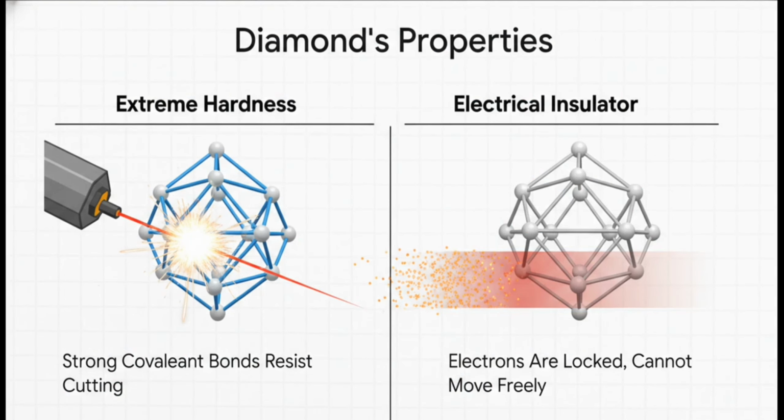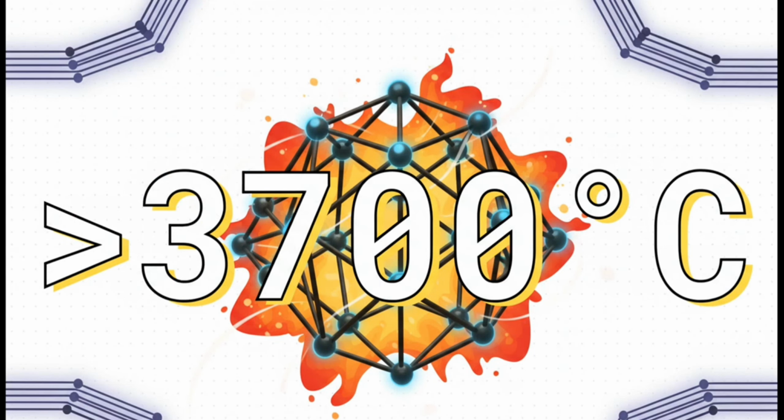And these structural facts have major consequences. This rigid network is exactly what makes diamond the hardest natural substance we know of. It also means that all 4 of carbon's outer electrons are locked up tight inside these bonds. There are no free electrons to move around, which makes diamond an electrical insulator. It just won't conduct electricity. And to break the millions upon millions of these strong covalent bonds, well, you need a tremendous amount of energy. That's why diamond has an unbelievably high melting point. We're talking over 3,700 degrees Celsius.